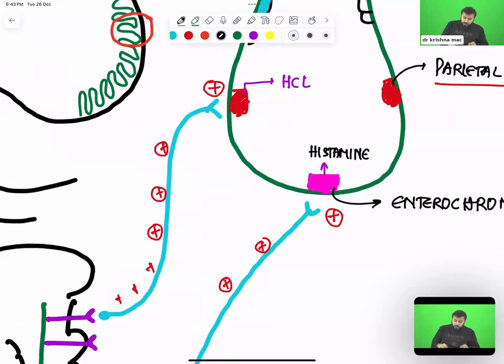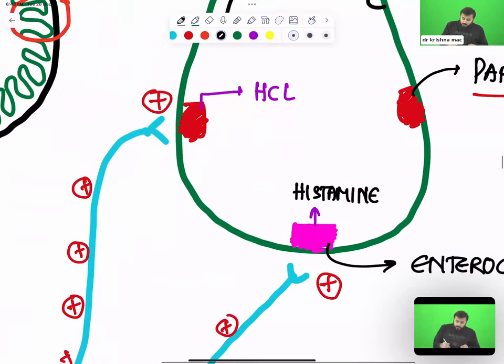See here, all of you now. On the surface of parietal cells, there are receptors here. Do you know the name of these receptors? These are called histamine receptors. So this histamine will go all the way like this, and bind to the histamine receptors that are located on the parietal cells.